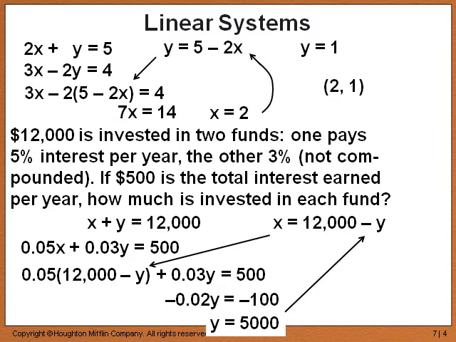Now we back substitute because we need to find x. And when we back substitute and put 5,000 in for y, I get x equals 7,000. So the solution of this system, which I solved by substitution, is the ordered pair $7,000, $5,000. And those are my two funds.